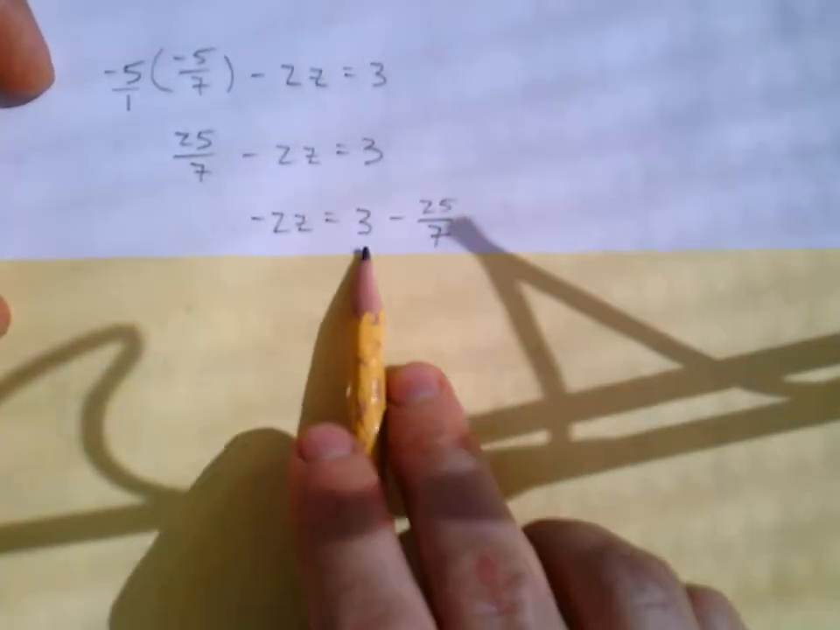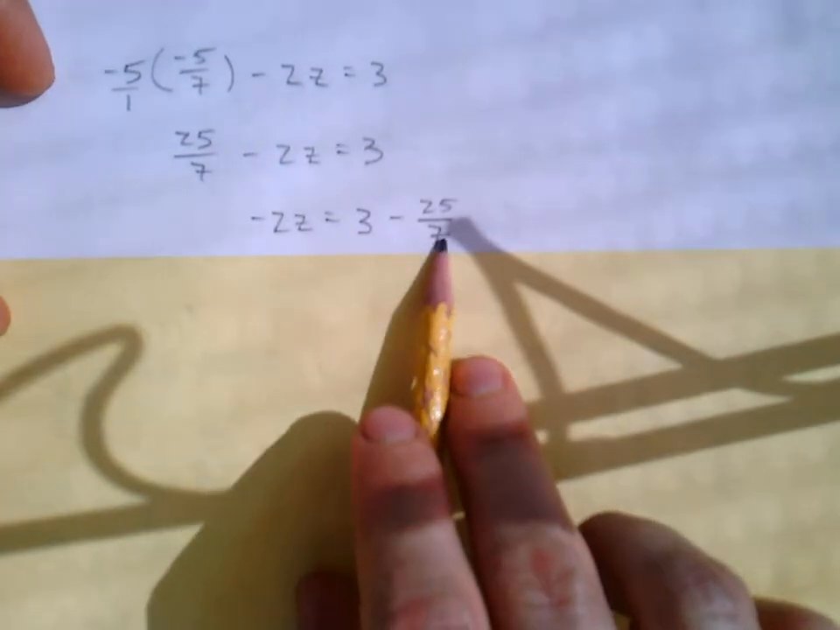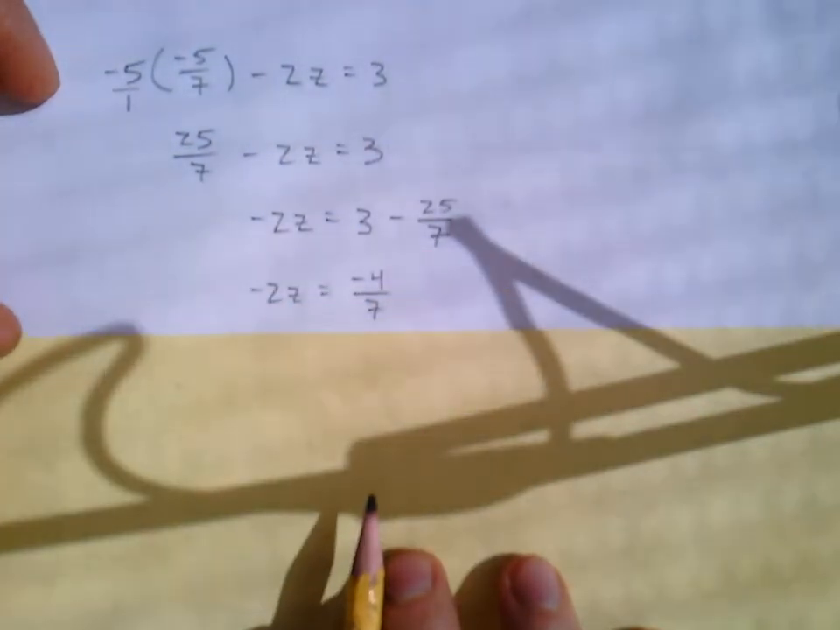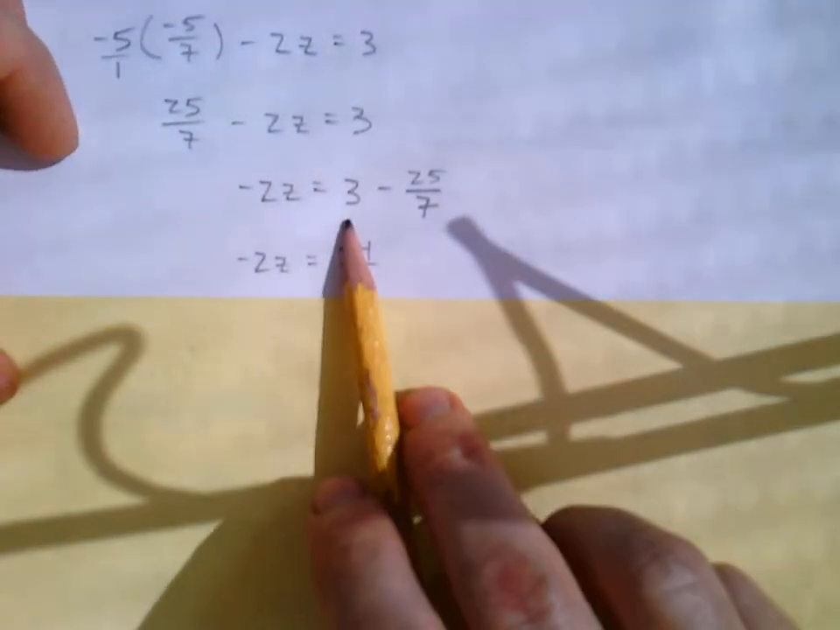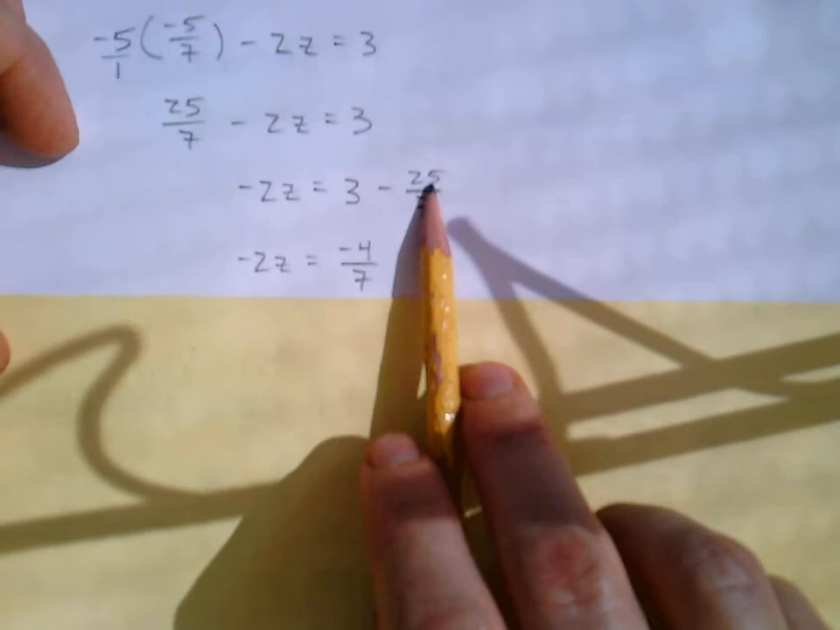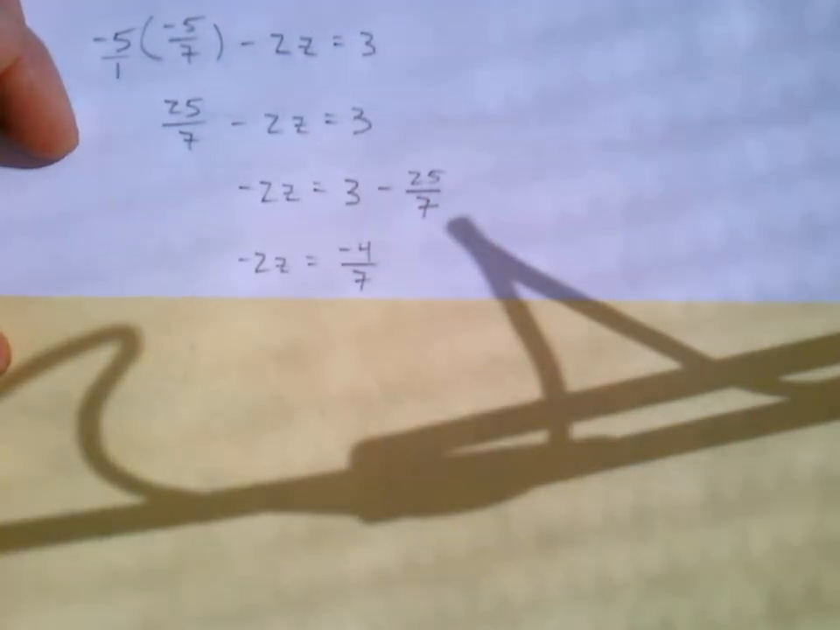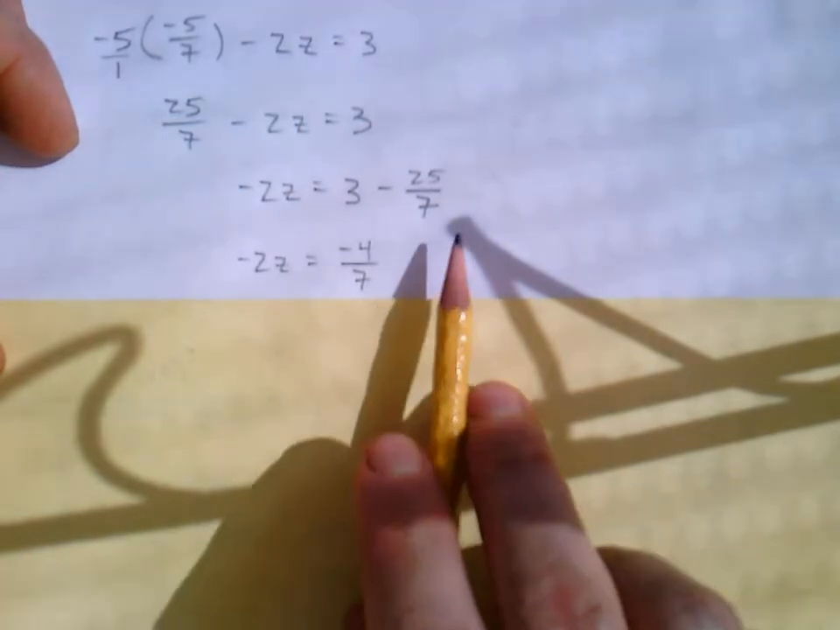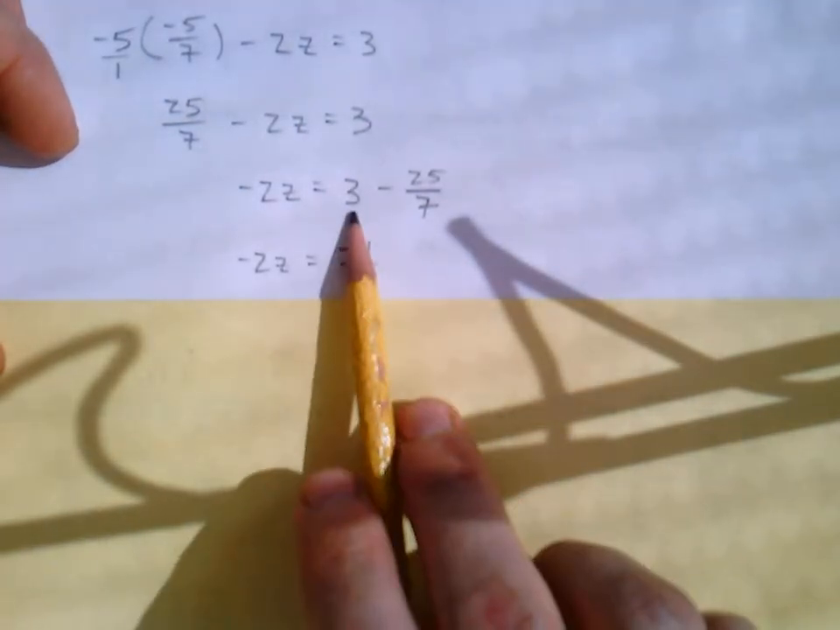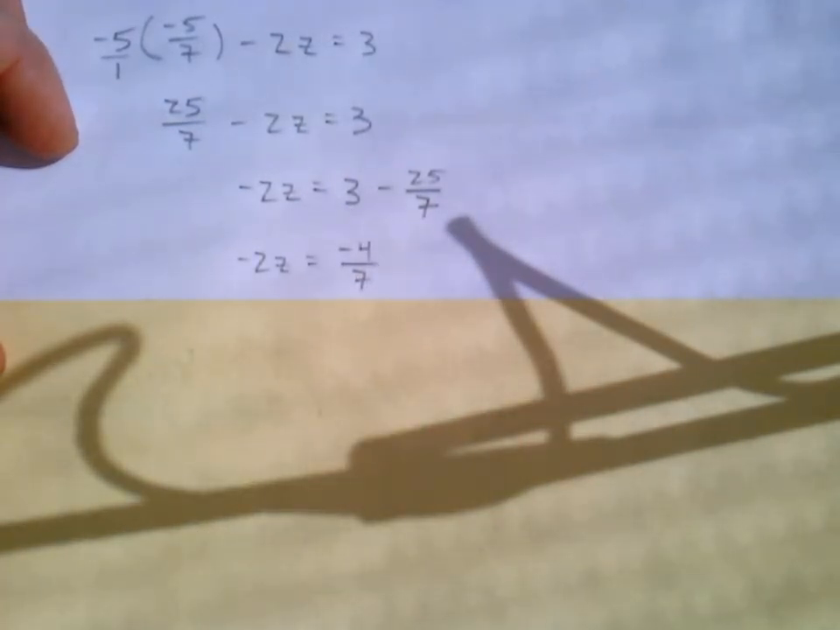I'm going to grab my calculator right here, punch that in, convert it to a fraction. I recommend you do the same as we're working along. Grab your calculator, put in 3 minus 25 over 7, turn it into a fraction, and you should get negative 4 over 7. Hey, you could do that by hand too if you wanted.